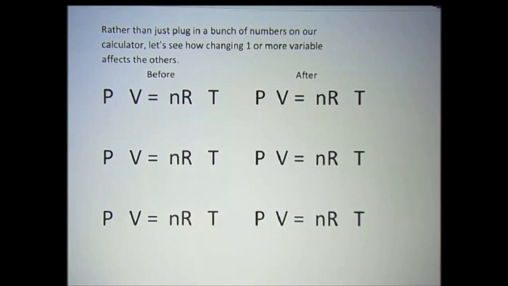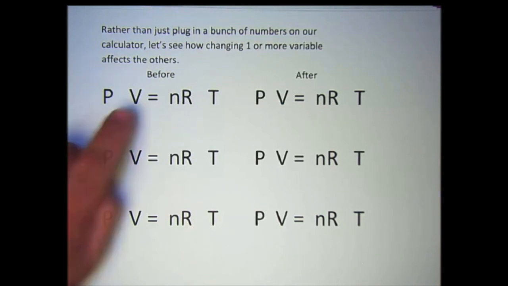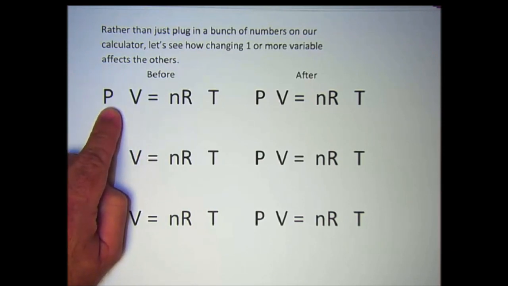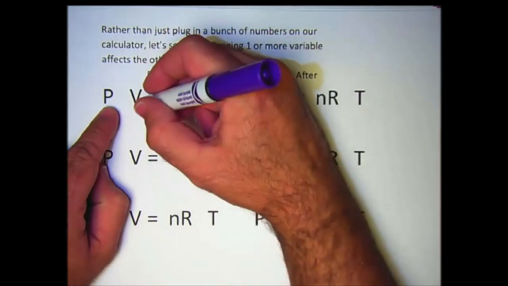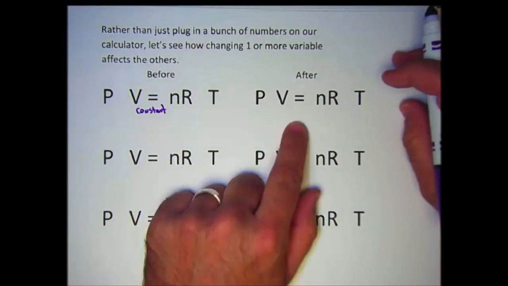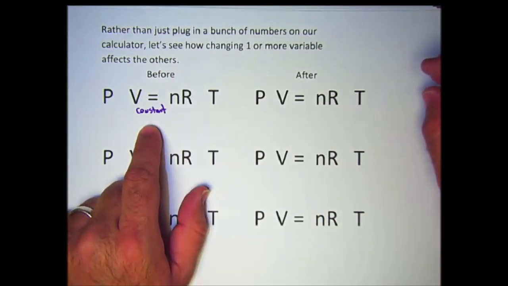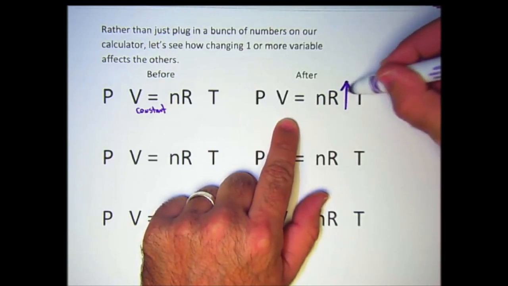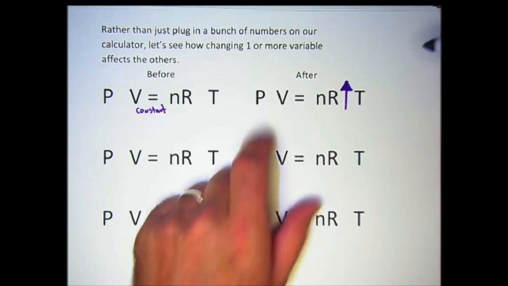Okay, we could plug in a whole bunch of numbers into our calculator now, but more fun than that, let's see how these things are related to each other. A lot of times on the AP test, they don't just give you numbers. They ask you, well, what if the volume stays constant and the pressure increases? How does that affect temperature? Well, let's find out. This volume is going to stay constant, and we're going to change stuff over here. Here's what it was before. Here's what it is now. We said the volume is constant. If the temperature should increase, what's going to happen to the pressure?